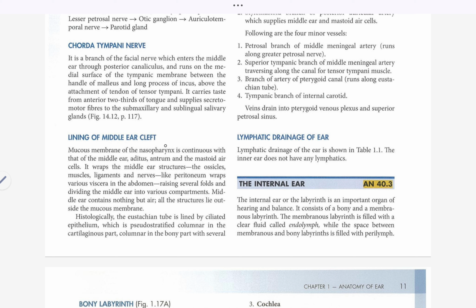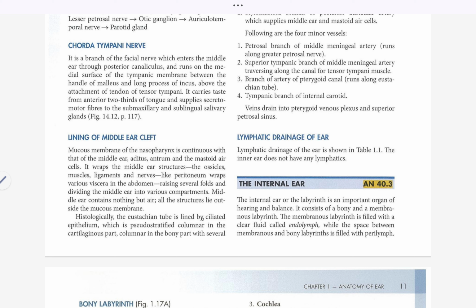Lining of the middle ear cleft. Mucous membrane of the nasopharynx is continuous with that of the middle ear, aditus, antrum, and the mastoid air cells. It wraps the middle ear structures, the ossicles, muscles, ligaments, and nerves, like peritoneum wraps various viscera in the abdomen, raising several folds and dividing the middle ear into various compartments. Middle ear contains nothing but air. All the structures lie outside the mucous membrane.